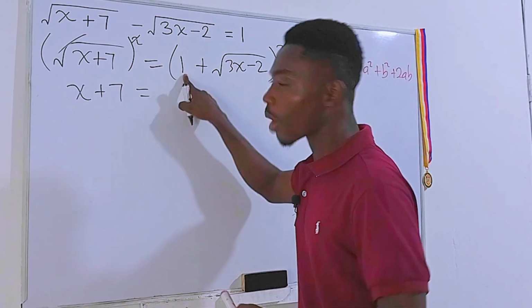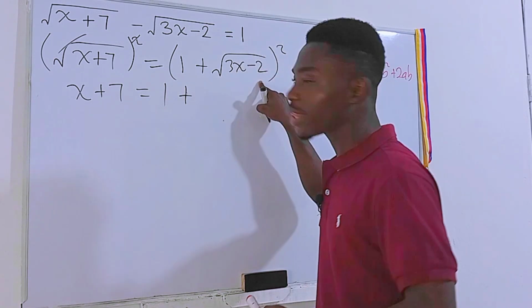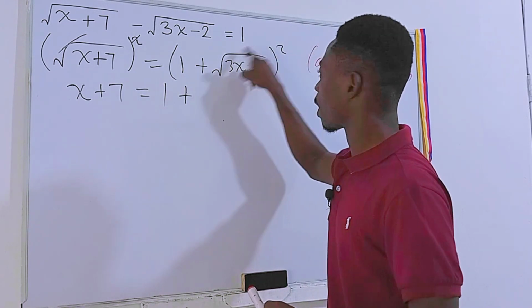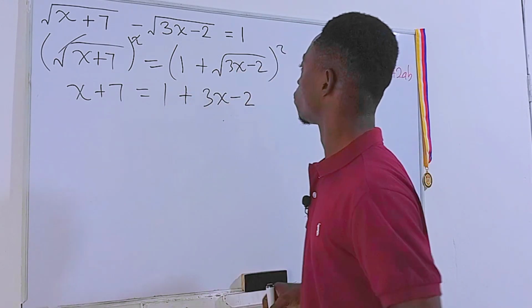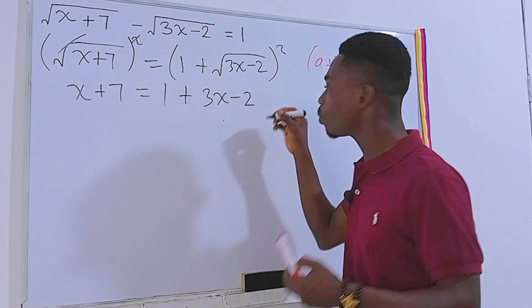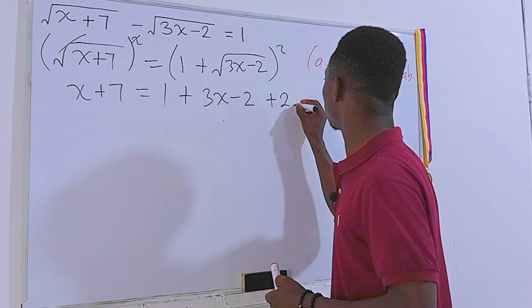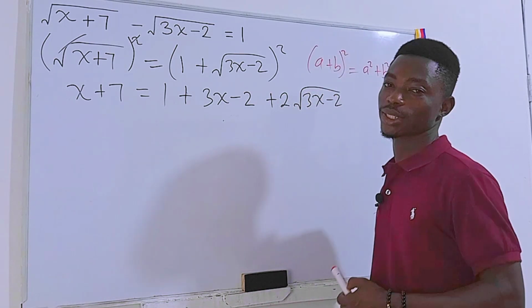So we can do the same thing to this one. Check it out. 1 squared is 1, so I'm just going to put it down. Then plus the whole of this squared. Remember, this square will cancel out this and we'll be left with 3x minus 2. Then this times this will give us the whole of this times 2. That will be plus 2 square root of 3x minus 2, just like this.